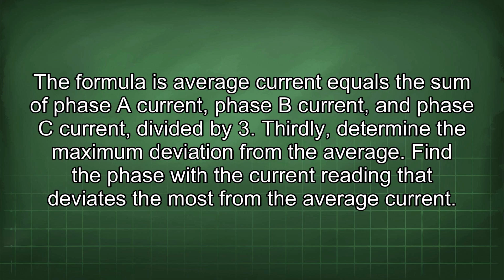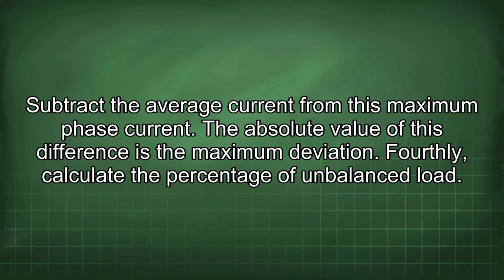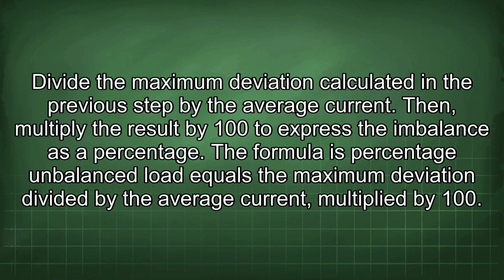Thirdly, determine the maximum deviation from the average. Find the phase with the current reading that deviates the most from the average current. Subtract the average current from this maximum phase current. The absolute value of this difference is the maximum deviation. Fourthly, calculate the percentage of unbalanced load. Divide the maximum deviation calculated in the previous step by the average current. Then multiply the result by 100 to express the imbalance as a percentage. The formula is percentage unbalanced load equals the maximum deviation divided by the average current multiplied by 100.